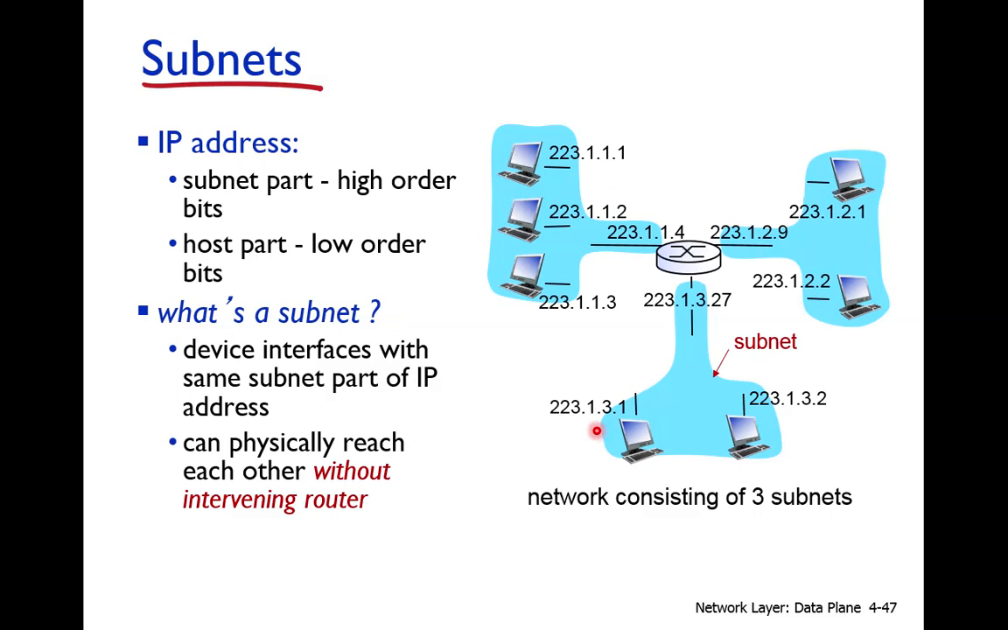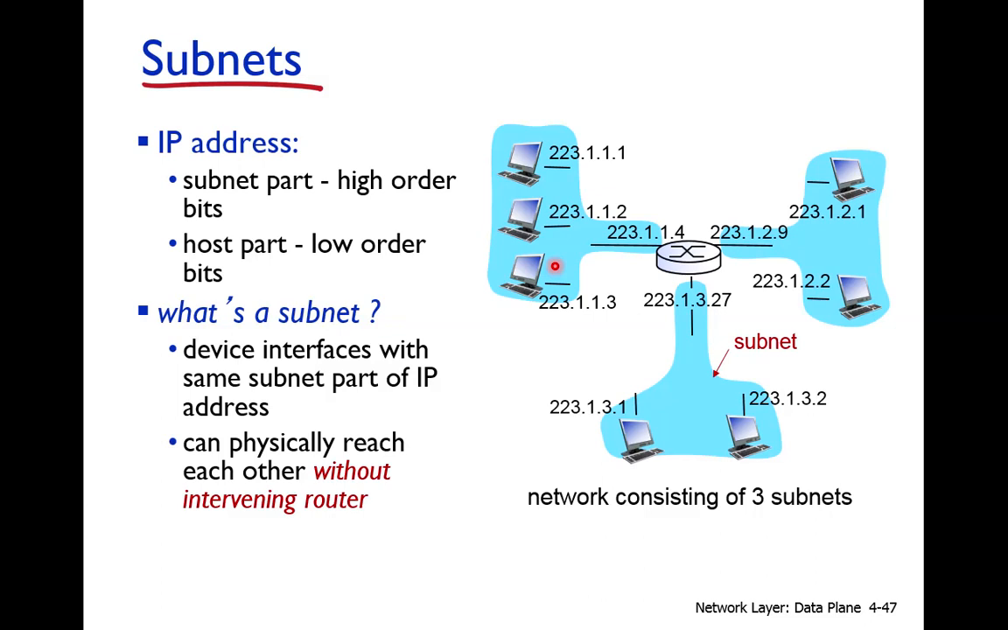223.1.3. This is the subnet part, or this is called high order bits, or common prefix, or network part. And 27, the last byte, 1 here the last byte, and 2 here the last byte. This is called the host part. So in a network, that's why we assign consecutive IP addresses in the network part. We will discuss it also later on.